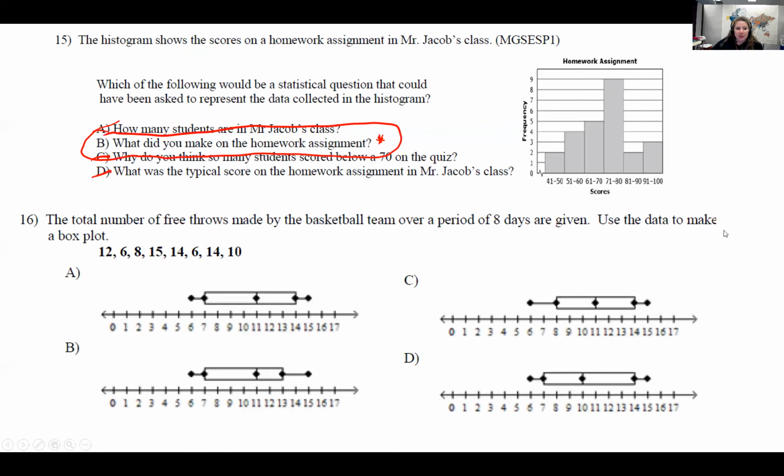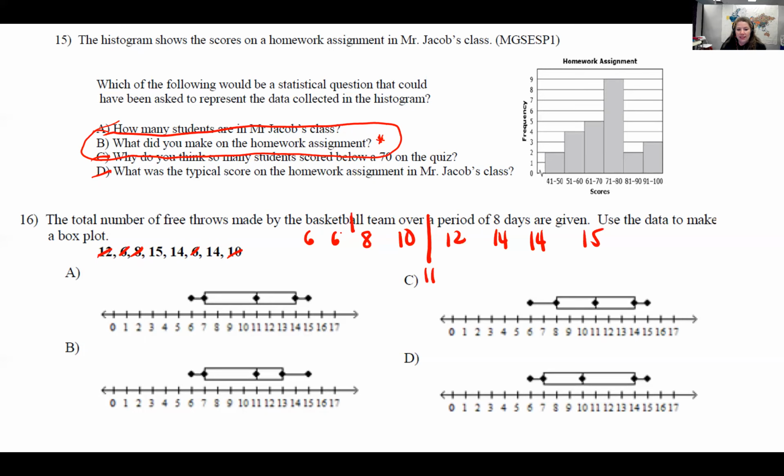All right, let's look at number 16. Basically they want us to pick which box and whisker plot goes with this data. So let's put these in order. We have 2 6s, an 8, a 10, a 12, 2 14s, and a 15. So we have 1, 2, 3, 4, 5, 6, 7, 8 numbers. So we have 4 smaller numbers, 4 larger numbers. So our median is between 10 and 12, which is an 11.